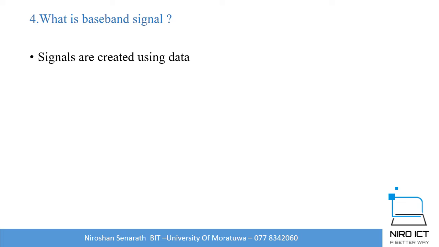If you are using digital data to convert that signal, we can call it a digital signal. Signals are created using data. If you are creating some signal using data, that is called baseband signals. And second, it is based on the digital wave. I think you know what a digital wave is. And it is bidirectional. That means you can send data in one direction, and in two directions we can send and receive data. That is why we call this bidirectional.